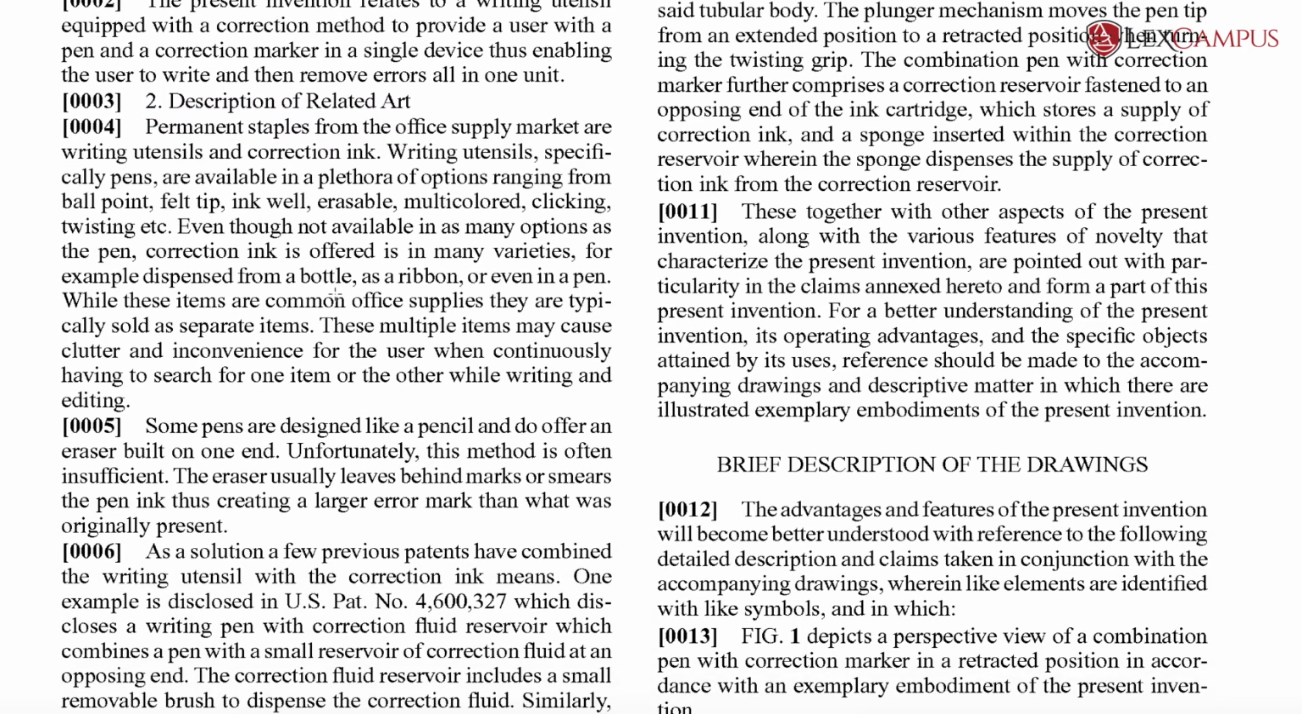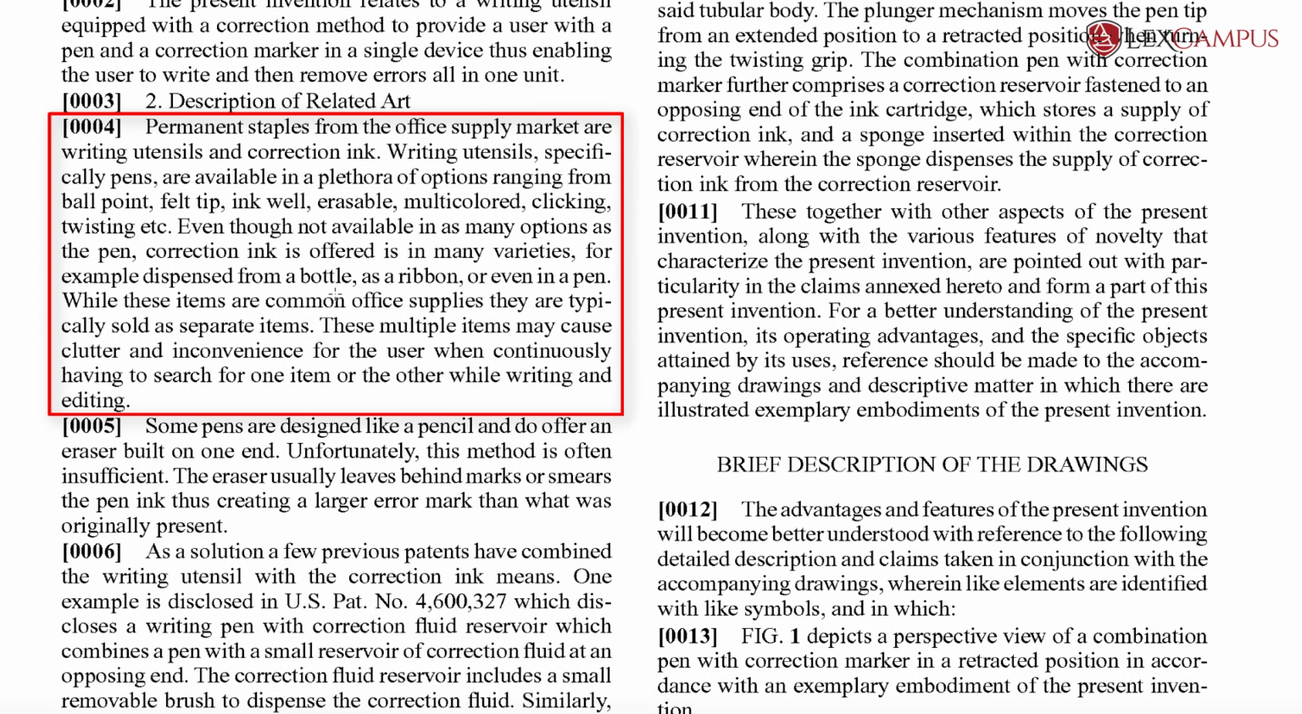Now description of related art. Now this is where you can describe what went before. Permanent staples from the office supply market are writing utensils and correction ink. Writing utensils, specifically pens, are available in a plethora of options ranging from ballpoint, felt tip, inkwell, erasable, multicolored, clicking, twisting, etc. Now they describe further things about the field itself.